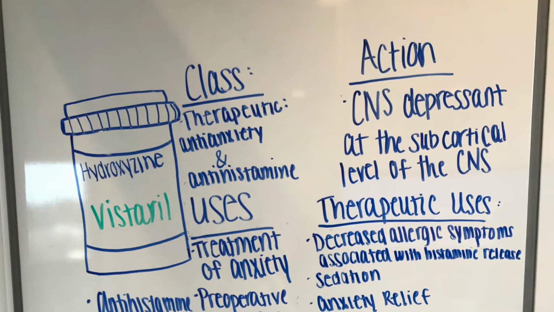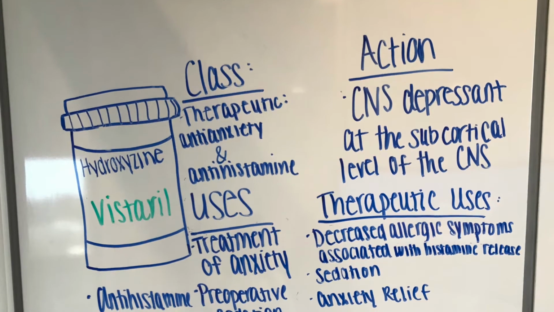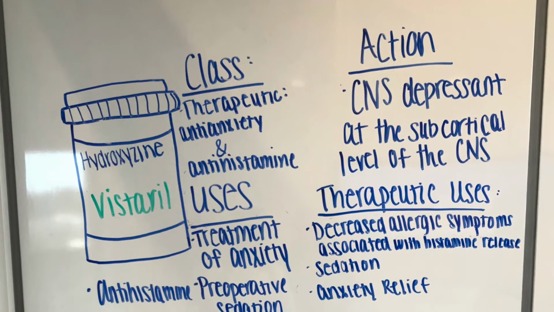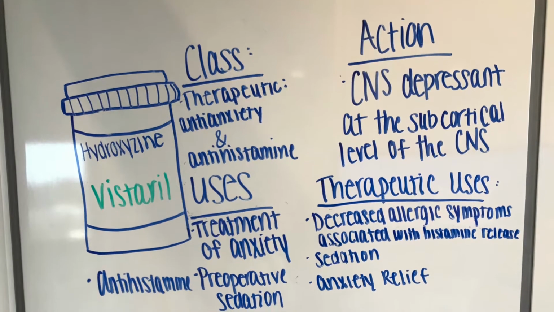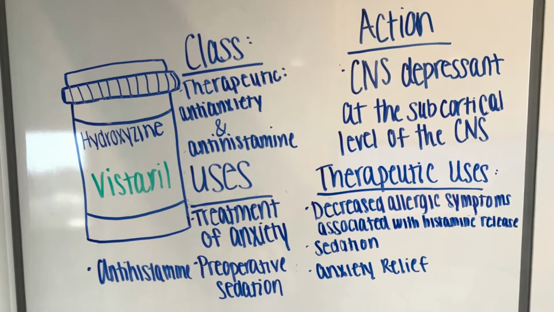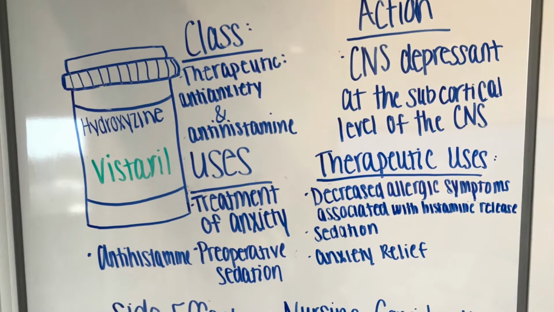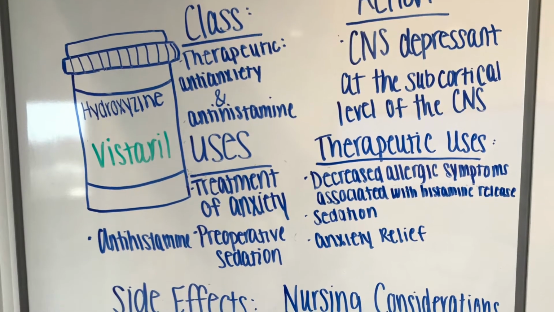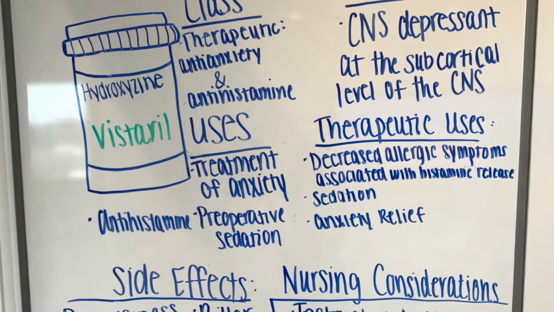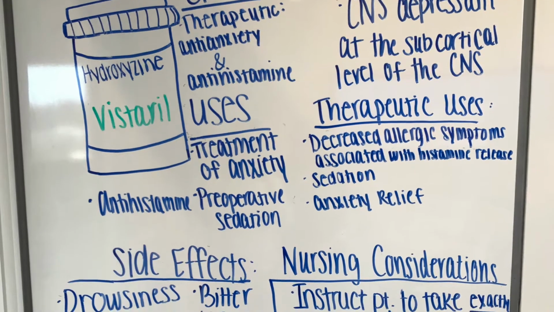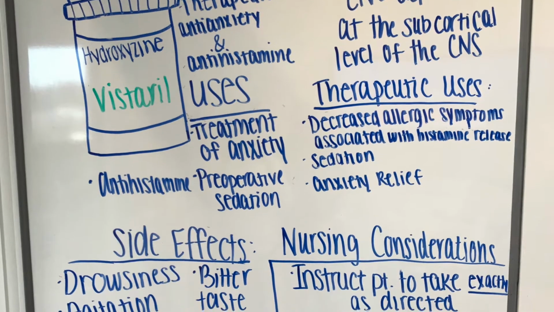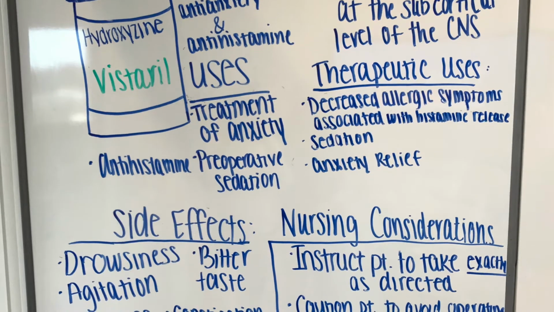Hydroxyzine is a medication commonly known as Vistaril. This drug falls under the class of therapeutic drugs. It is an anti-anxiety and antihistaminic drug. Common uses of Vistaril include treatment of anxiety, preoperative sedation, and use as an antihistamine. The therapeutic uses of this drug include decreasing allergic symptoms associated with histamine release, sedation, and anxiety relief.